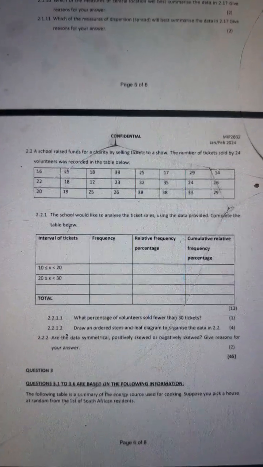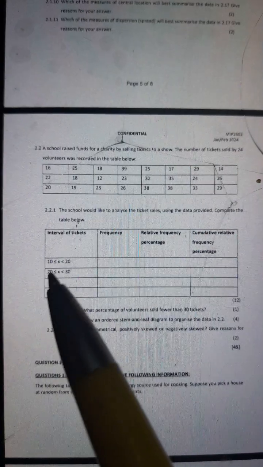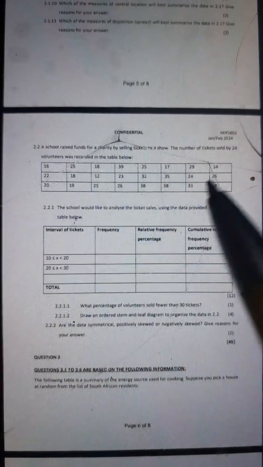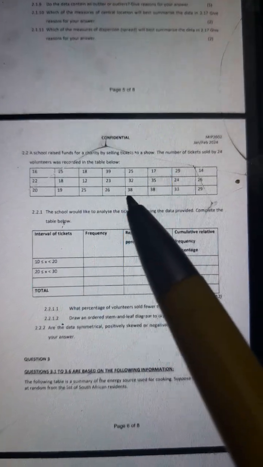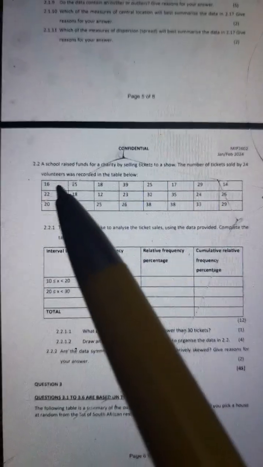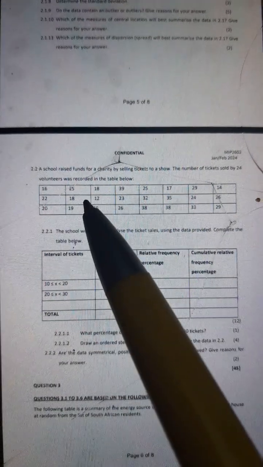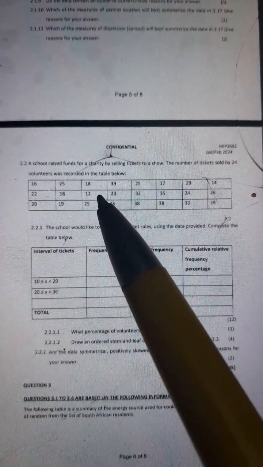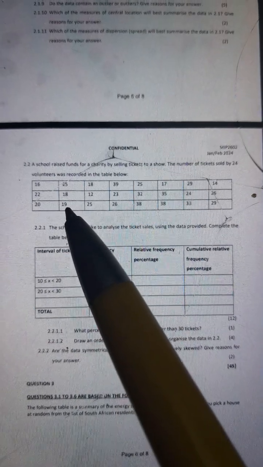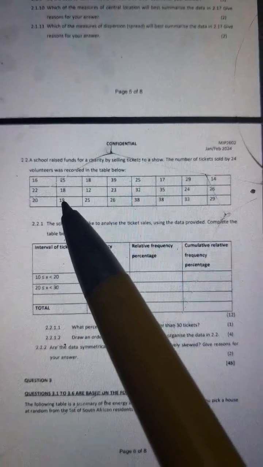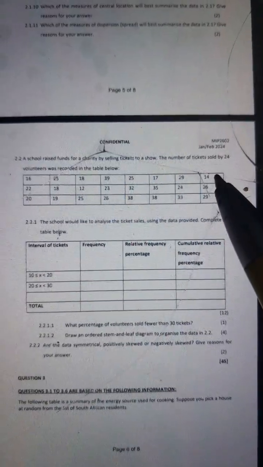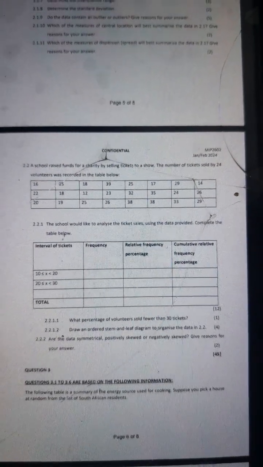How are we going to do that? We have an interval of 10 to 20. How many are there from 10 to 20, guys? If you count, we have 16 (1), 18 (2), 17 (3), 18 (4), 12 (5), 19 (6), then 14 (7). So there are 7. We are going to put 7 here at the frequency.